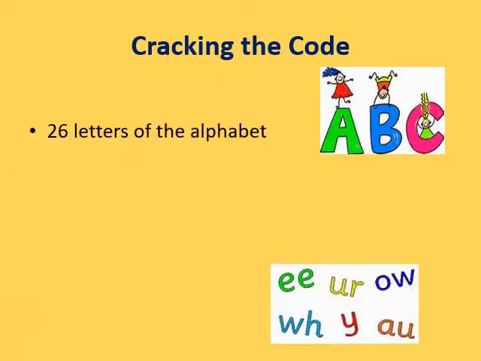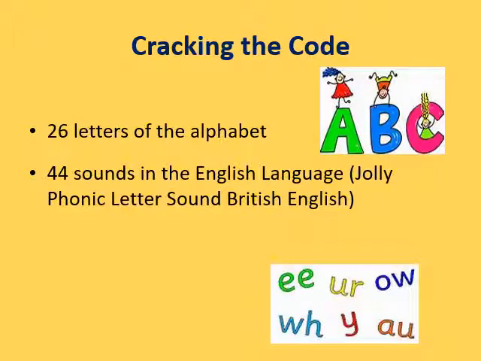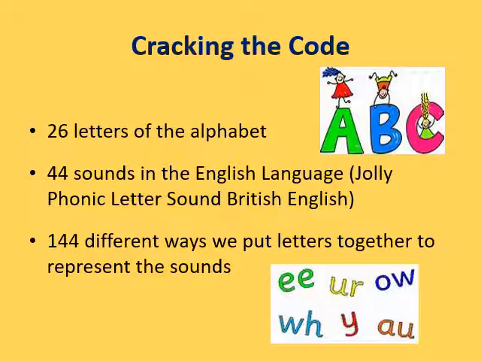Okay, so cracking the code. There are 26 letters of the alphabet, and there are 44 sounds in the English language. And there are 144 different ways that we can put these letters together to represent these sounds. So for example, an S and H would make a sh sound.